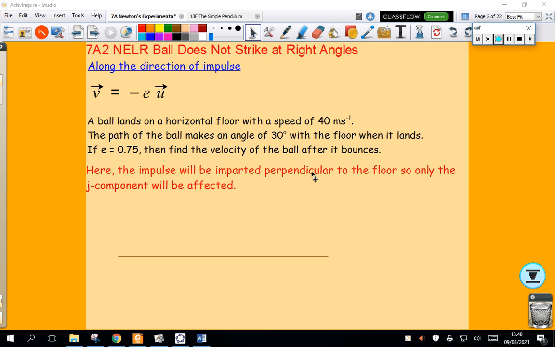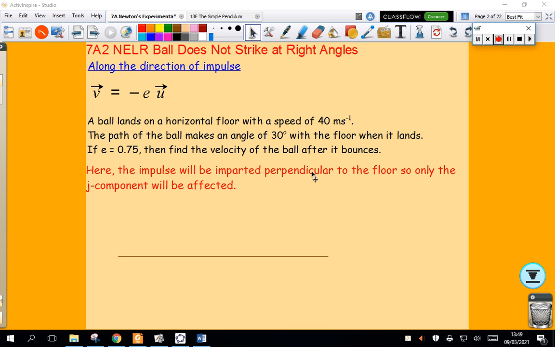Okay, in this class I'm going to look again at Newton's experimental law of restitution. And in this case I'm going to look at an example where the ball does not strike the plane at right angles. So remember, restitution just means kind of bounciness. That's all it really means.